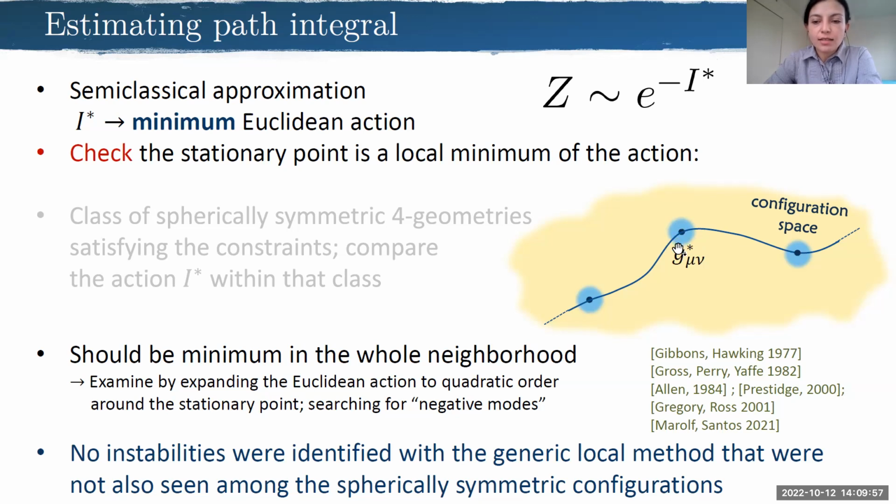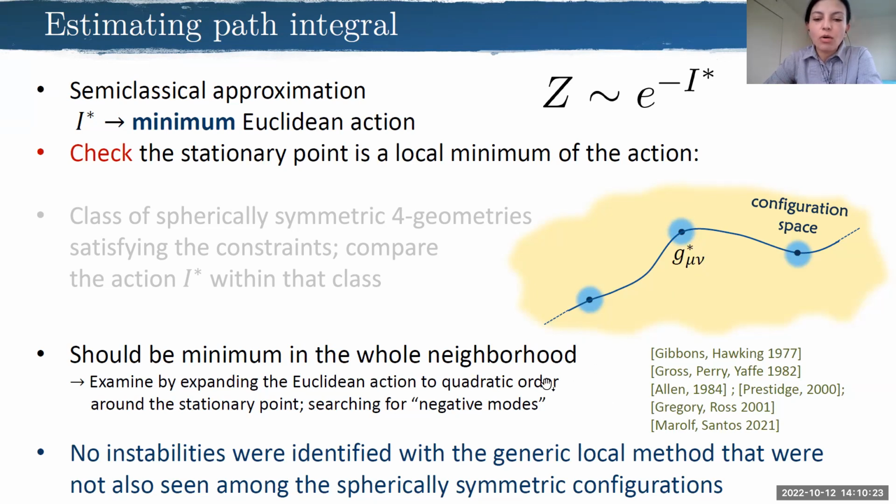This analysis of checking whether the stationary point is actually a minimum has been done numerically in various places. The usual way of examining that is that one expands the geometry around the stationary point and searches for negative modes.